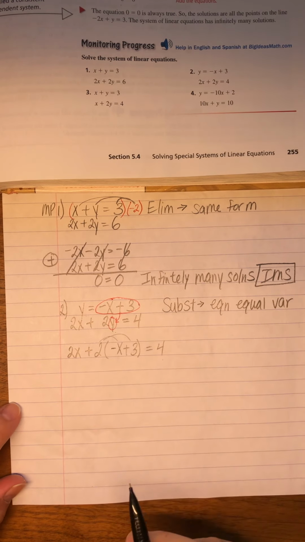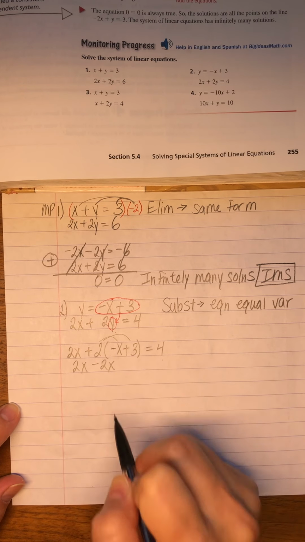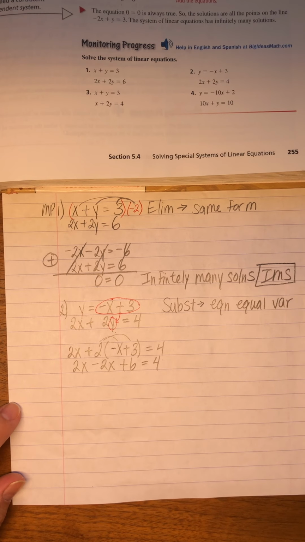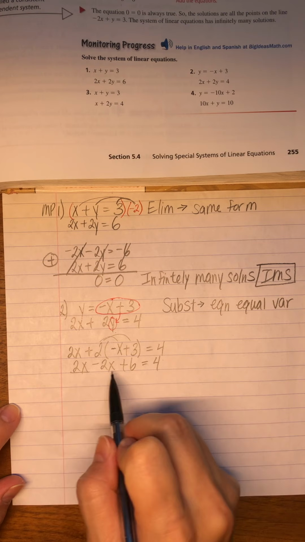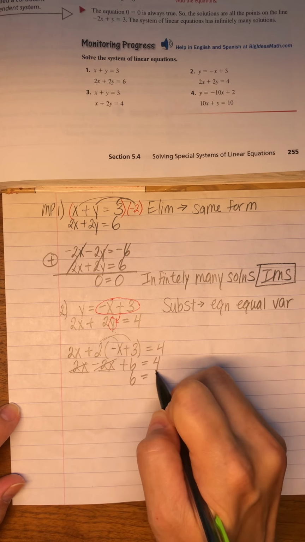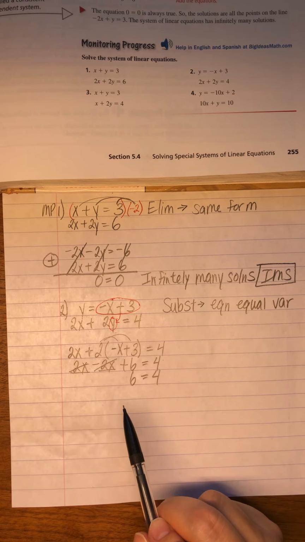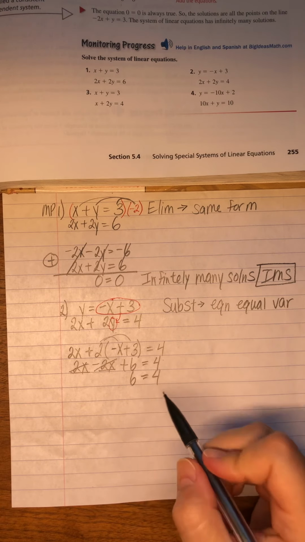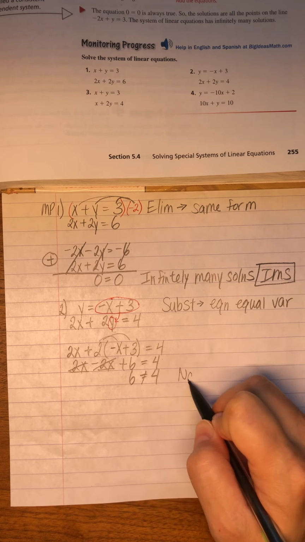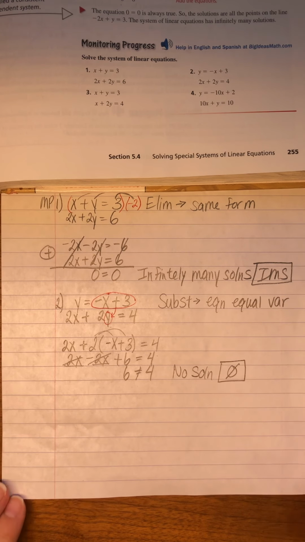We're going to distribute over here. We get 2x minus 2x plus 6 equals 4. Let's combine our like terms. 2x minus 2x, they cancel each other out, and we're left with 6 equals 4. Now all the variables are gone. This is a special solution. Let's look at this result. Well, 6 does not equal 4. This is false, so this is no solution. Or you can use this symbol for no solution as well.